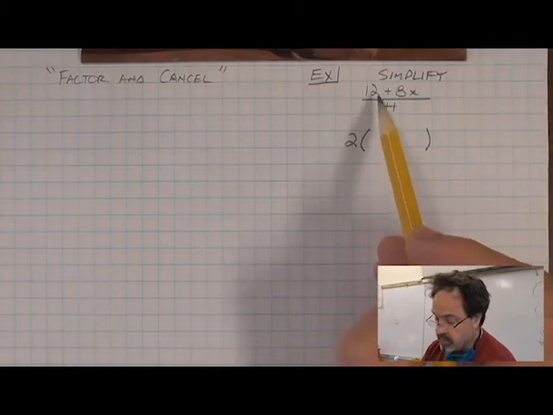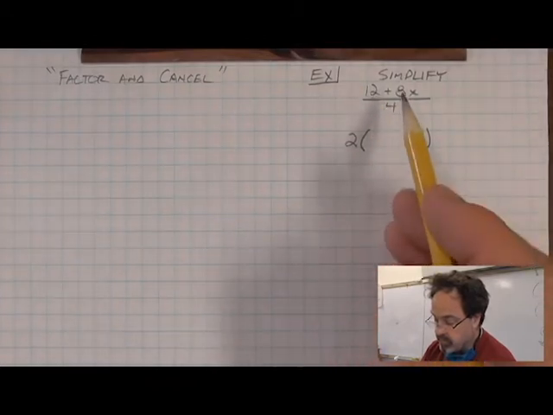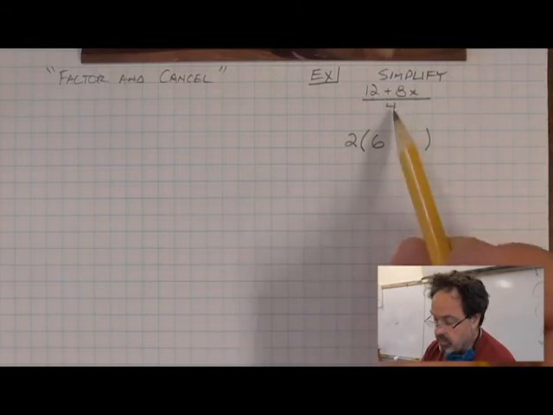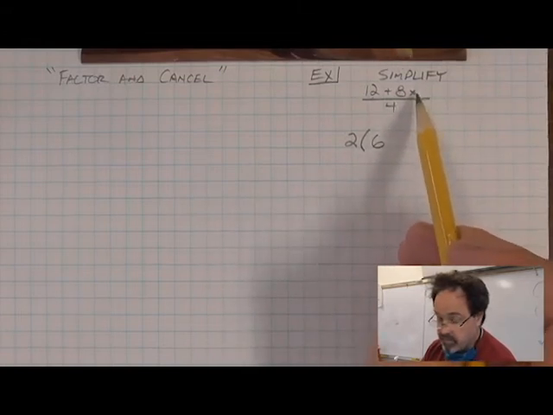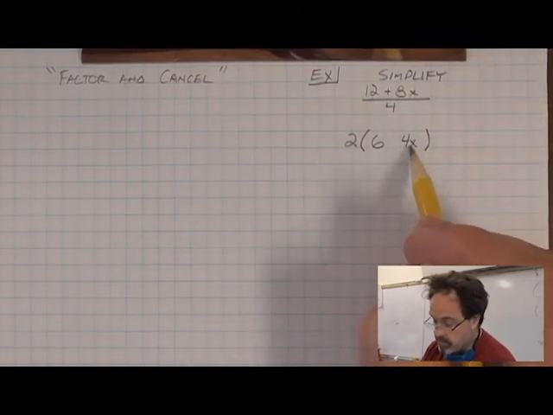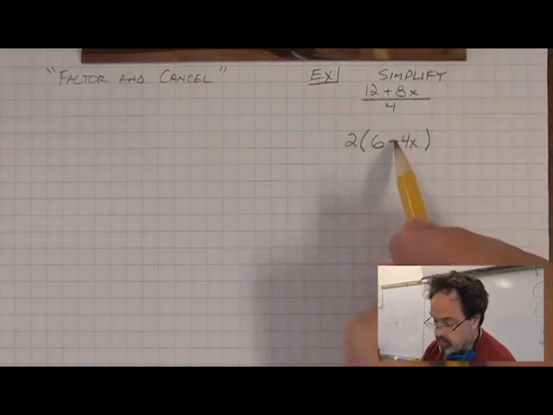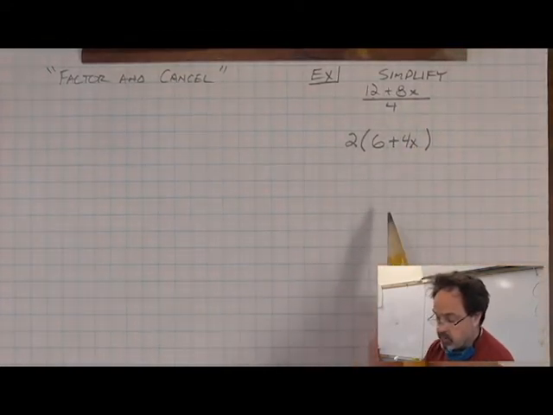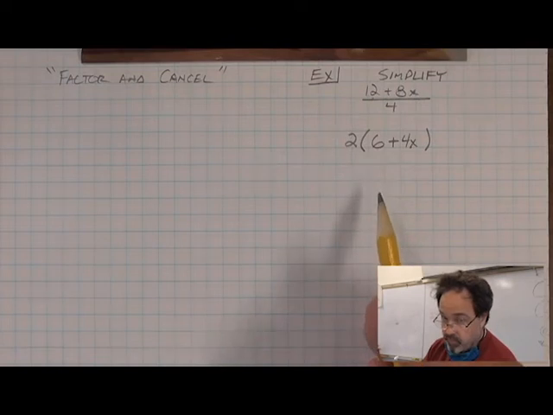So what remains after I divide 12 by 2? 6. And what remains of 8x when I divide 8x by 2? 4x. And it's positive because I was adding. So I factored a 2 out of the numerator.